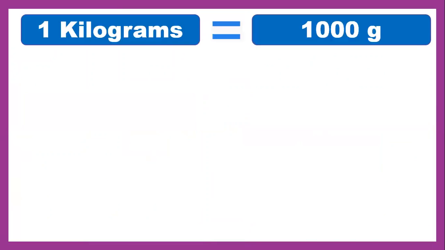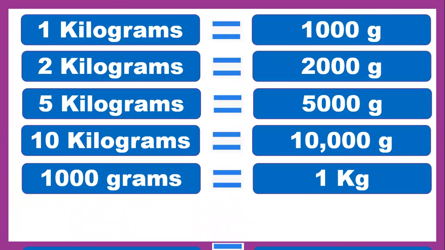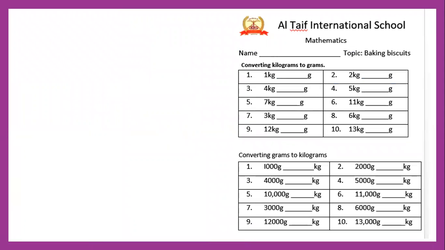So in this way you have to finish this exercise and try to memorize this table. Okay, so this is the homework. You have to convert kilograms to grams, and here grams to kilograms. Okay, it means 1 kilogram is equal to 1000 grams, and 1000 grams is equal to 1 kilogram. So this is today's homework.